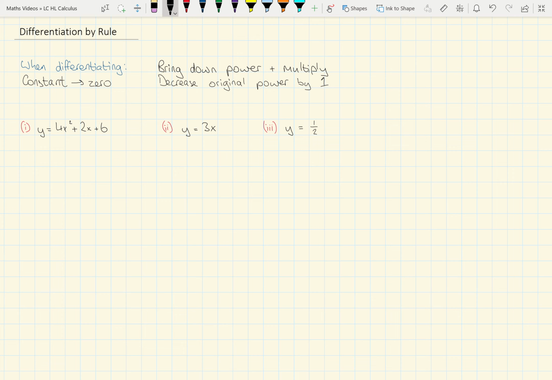Okay, so in this video we're going to have a look at differentiation by rule. So we see here just our rules to remember when we're differentiating. If we have a constant, it becomes 0. And then our second approach is we bring down the power and multiply, and then we decrease that original power by 1. So if we look here at example 1, we have y equals 4x squared plus 2x plus 6.